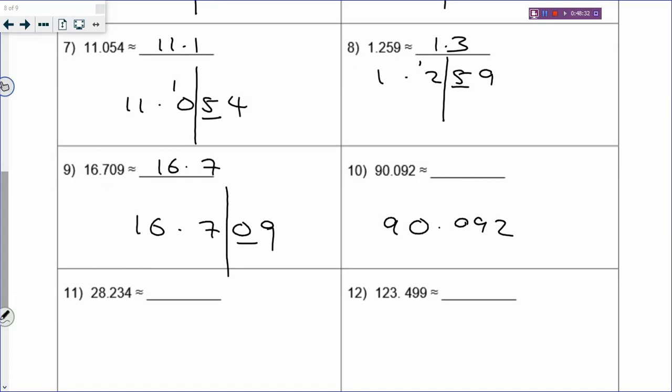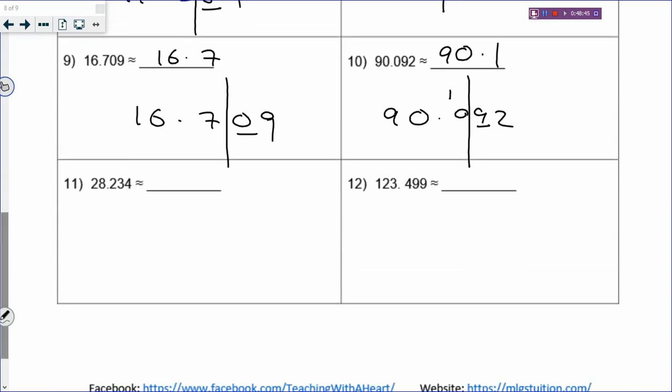90.092. So you draw a line to show your one decimal place, and look at the digit beside. Is it 5 and bigger? Yes. So add 1. So 90.1. That is your one decimal place. All right, next one.